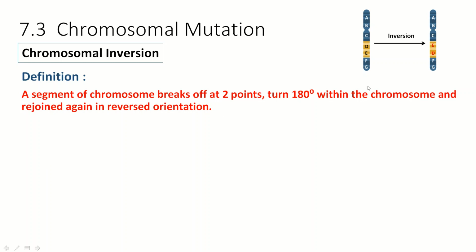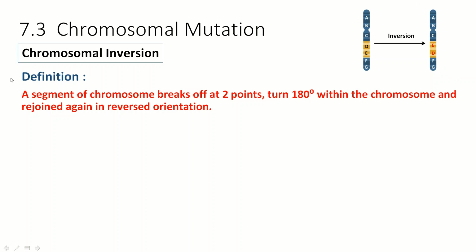The second type is inversion. As you can see here, the original sequence of segments in this original chromosome is A, B, C, D, E, F, G. The inversion can happen at any segment. In this case, segments D and E become inverted. So the new mutated chromosome, the sequence of segments will become A, B, C, E, D, F, G. So that is the chromosomal inversion.